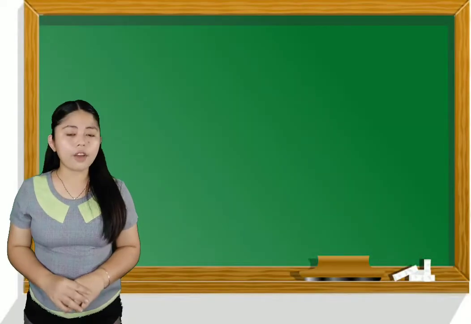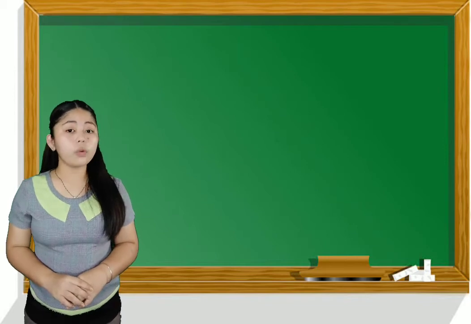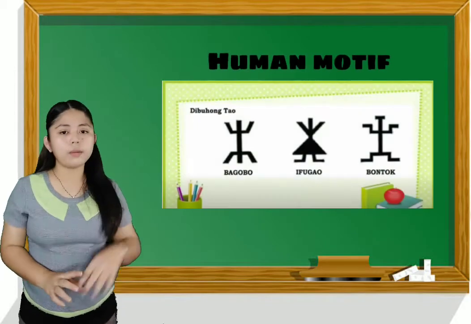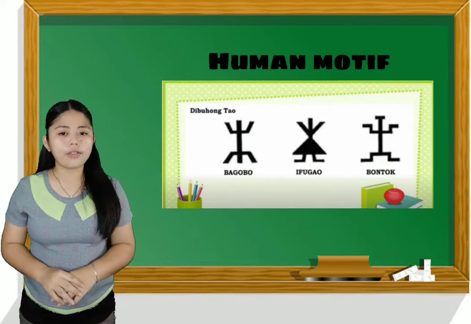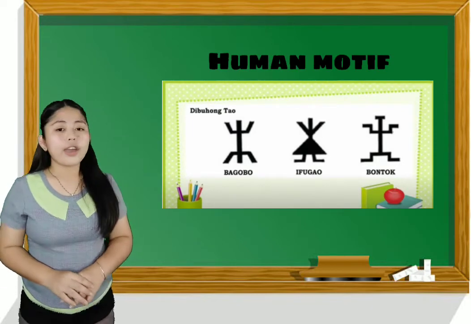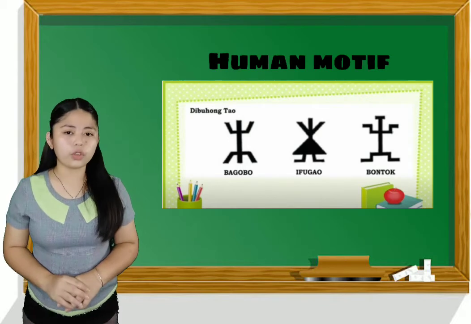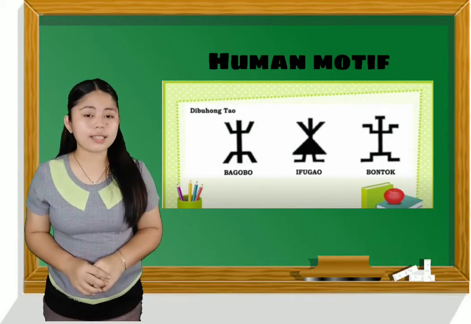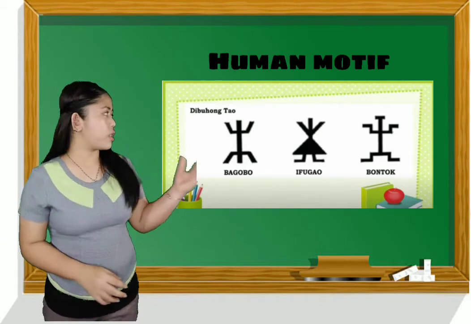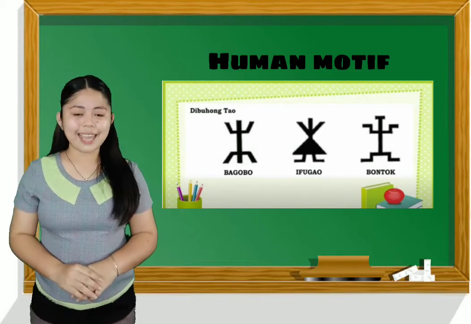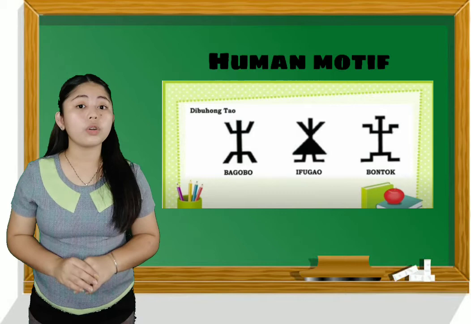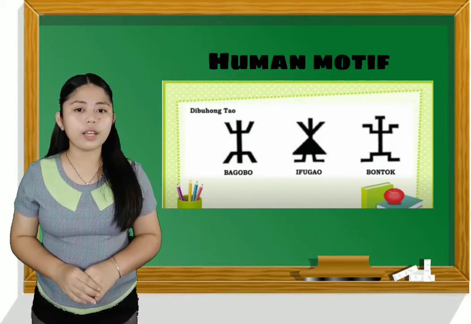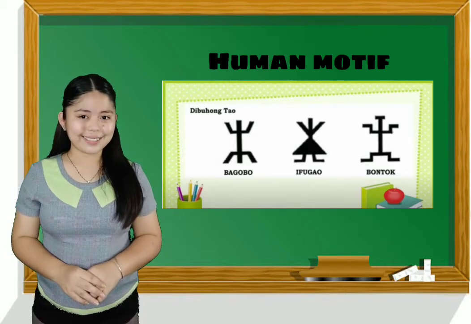So class, let's have another example. Now we have the human motif. Starting from left to right, we have the Bagobo, Ifugao, and Bunto. So class, what can you say about these human motifs? Yes, very good. The human motifs from different cultural communities have different unique designs.